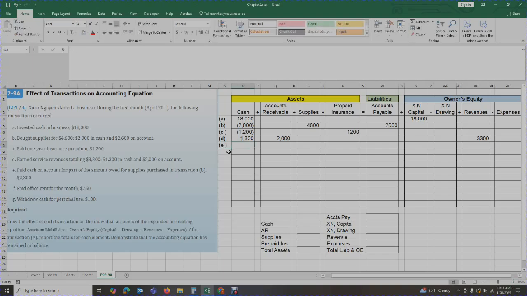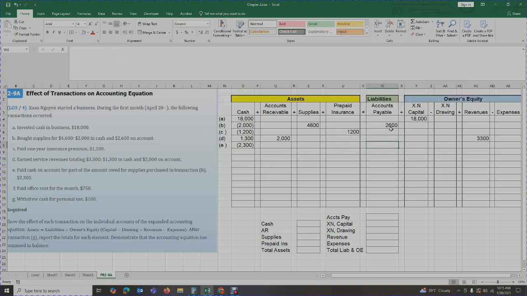Letter E. We paid cash on account for part of the amount owed for supplies purchased in letter B, $2,300. So if we recall in letter B, we bought some supplies and we owe $2,600. Well, in letter E, I am making a payment of $2,300. So now we used to owe $2,600. Today, I am making a payment of $2,300. If you make a payment, how do you pay your bill? You always pay your bills with cash. So that means you have $2,300 less in cash. So your cash is going to decrease by $2,300.